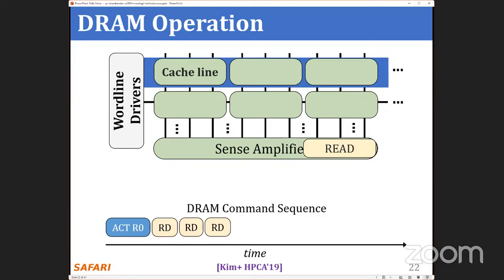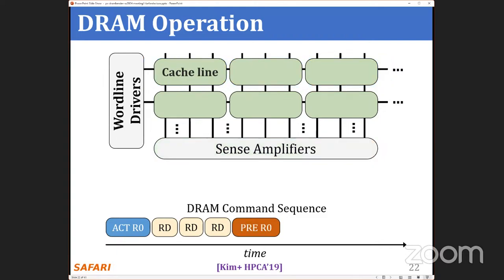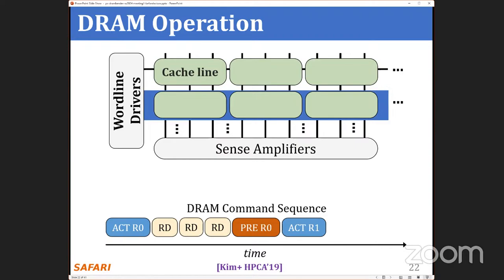And once the row is activated, multiple read requests to the data stored in the same row can be issued. Once we have finished accessing this row, in order to access another row in the same bank, the DRAM controller will issue a precharge command, which disables the word line of R0, precharges the bit line to VDD over 2, and also resets the sense amplifier so that we can activate and access another row.